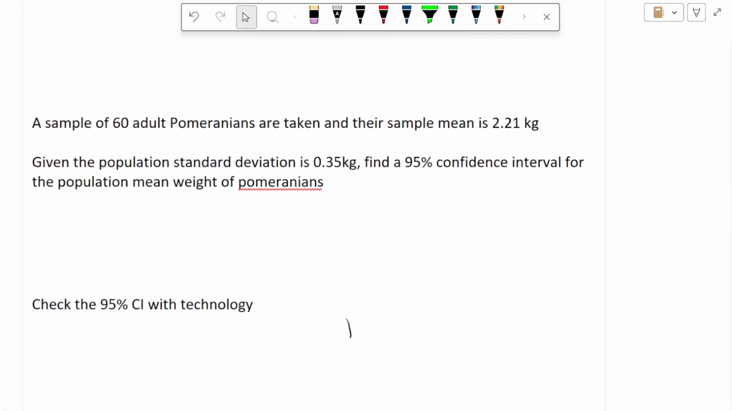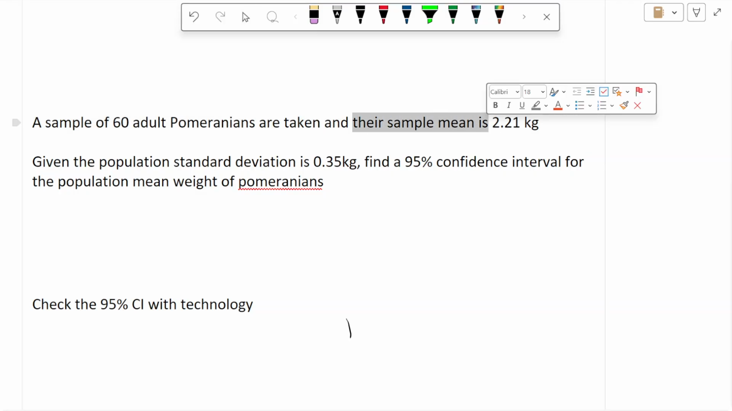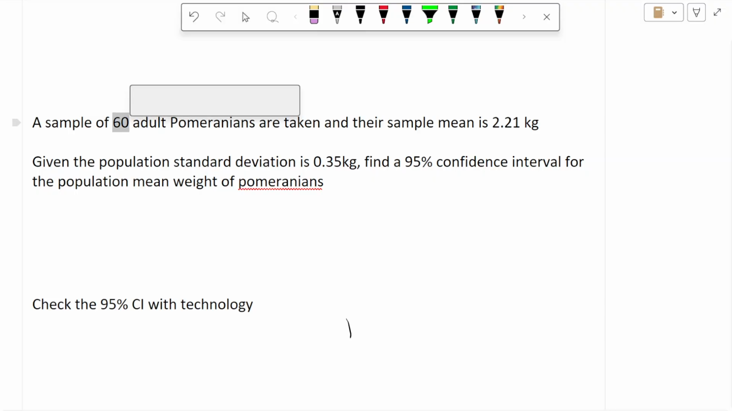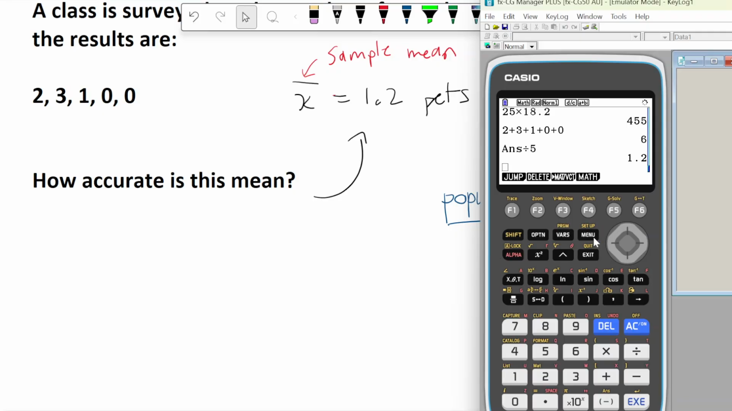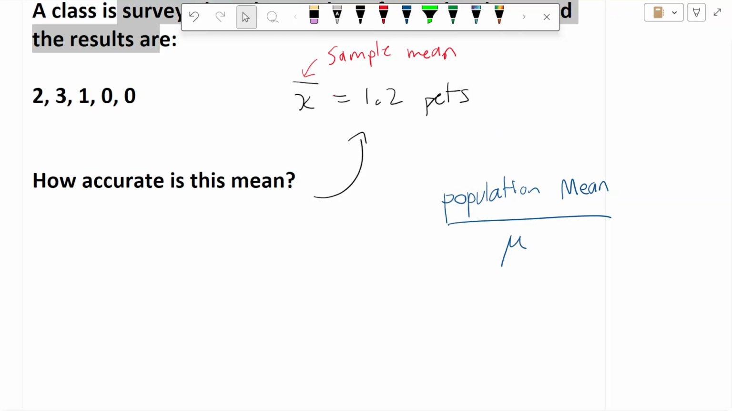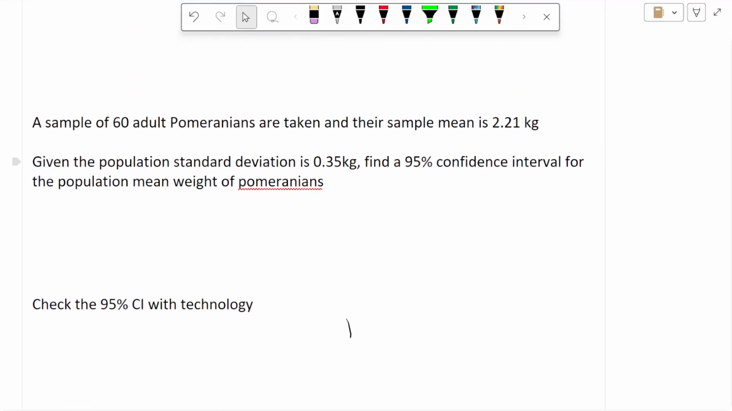I'm going to give you this example with Pomeranians. They're a fantastic type of dog. 60 adult Pomeranians are taken, and their sample mean weight is that, 2.21 kilograms. So immediately you might think, okay, this is a bit better because we've got a sample of 60. That's a good start. And that would have been calculated pretty much just like how we did this sample mean here. You can also do those calculations in stats list, so don't forget how to do that as well. Now, given the population standard deviation is that, we need to find something called a 95% confidence interval.